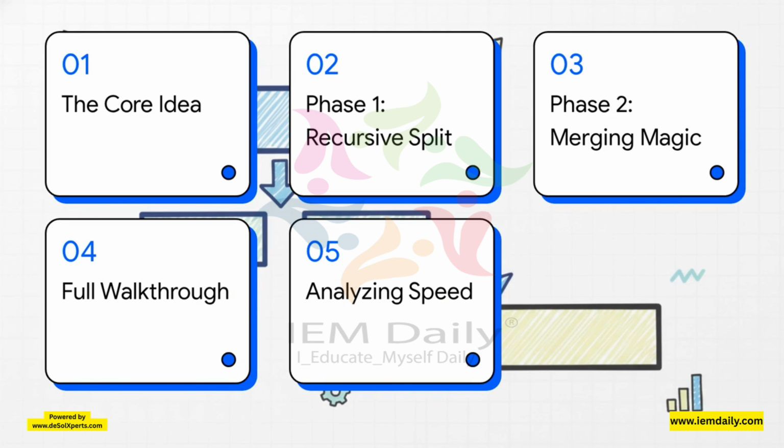So here's what we're going to cover. First, we'll get into the core strategy, this beautiful idea called divide and conquer. Then we'll look at the two main phases, the split and then the merge. After that, we'll walk through a complete example, step by step, to see how it all fits together. And finally, we'll dig into why this thing is just so darn efficient.